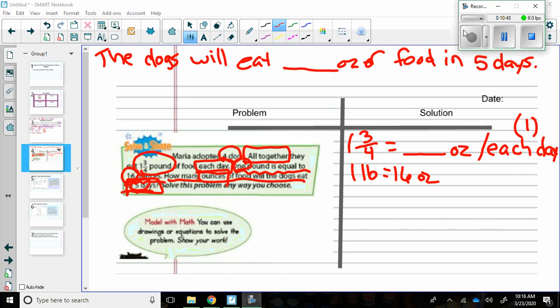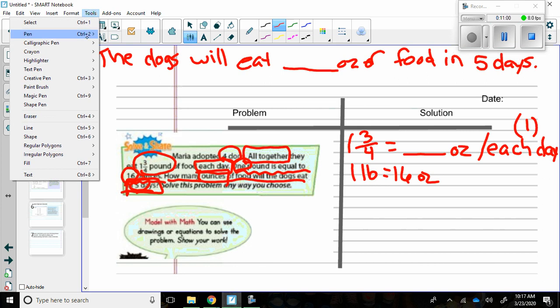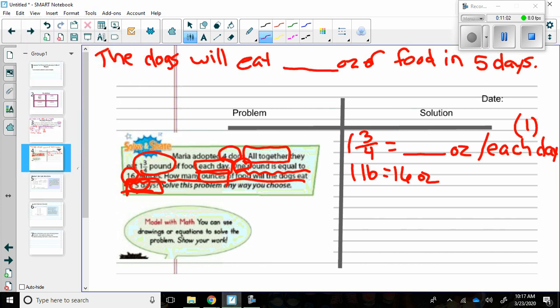Next is the third step. Third step is bigger to smaller or smaller to bigger. We're converting pounds to ounces. So that means we are going bigger to smaller. So we are going to multiply.